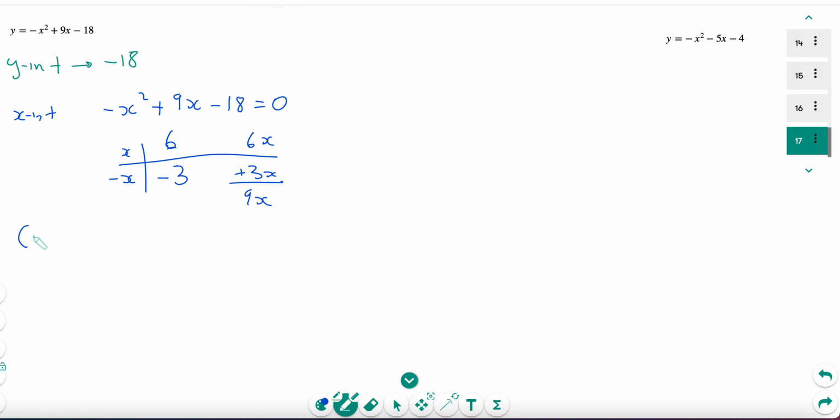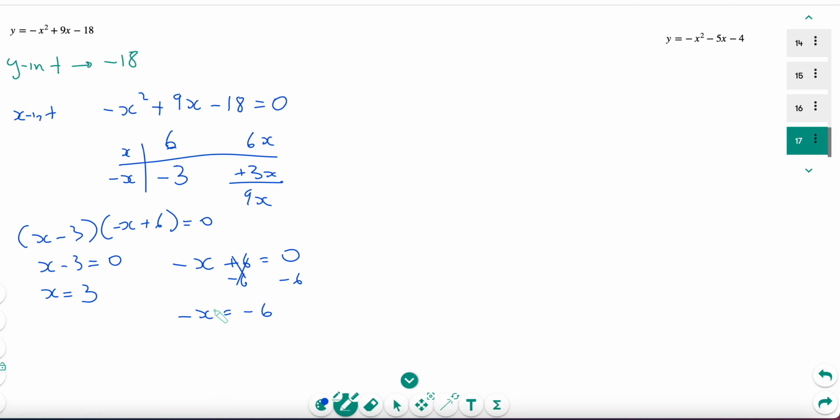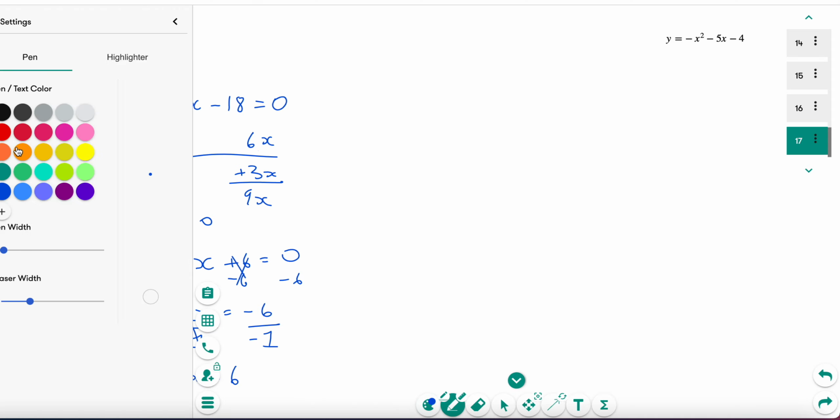So it's x minus 3 and negative x plus 6 equals 0. We'll get the first one. X minus 3 equals 0. Something minus 3 is 0. Well, x must be 3. That one's very easy. And negative x plus 6 equals 0. Well, minus 6 minus 6. Negative x equals negative 6. Negative x means negative 1x. So x is being multiplied by negative 1. We're going to divide by negative 1. So x equals negative 6 divided by negative 1 is 6. And that's that done.